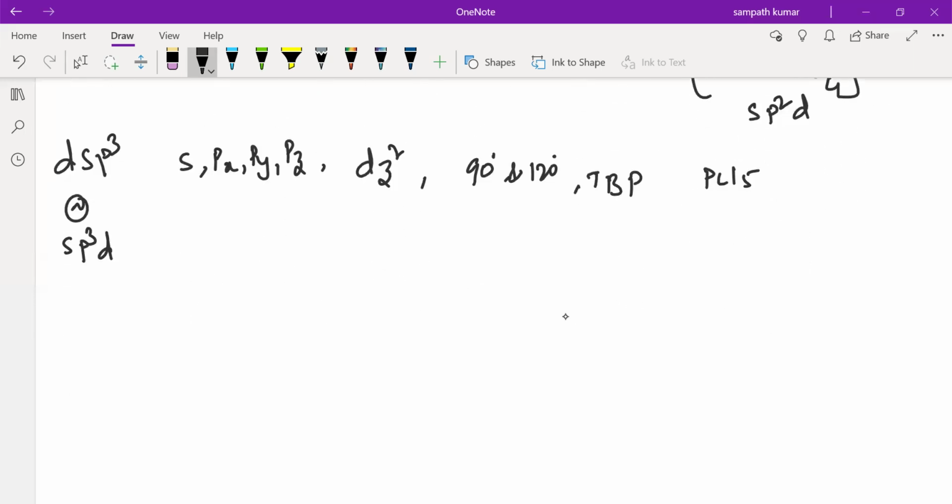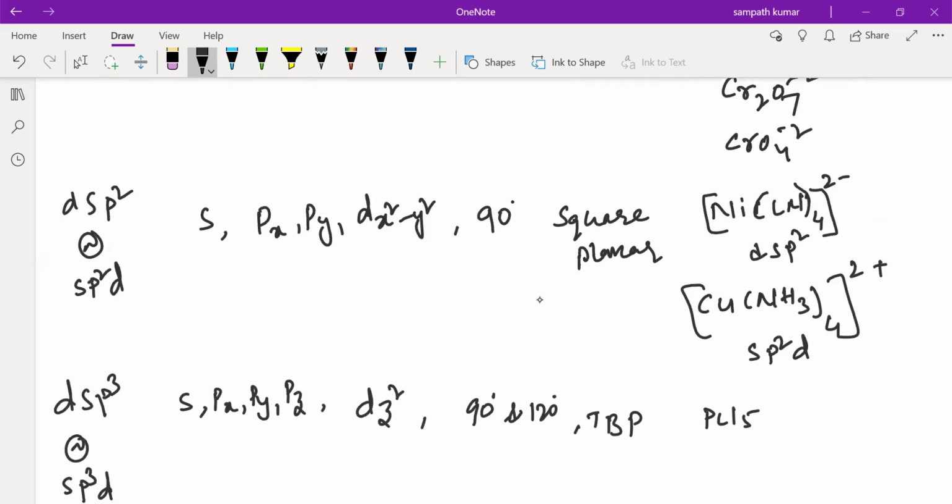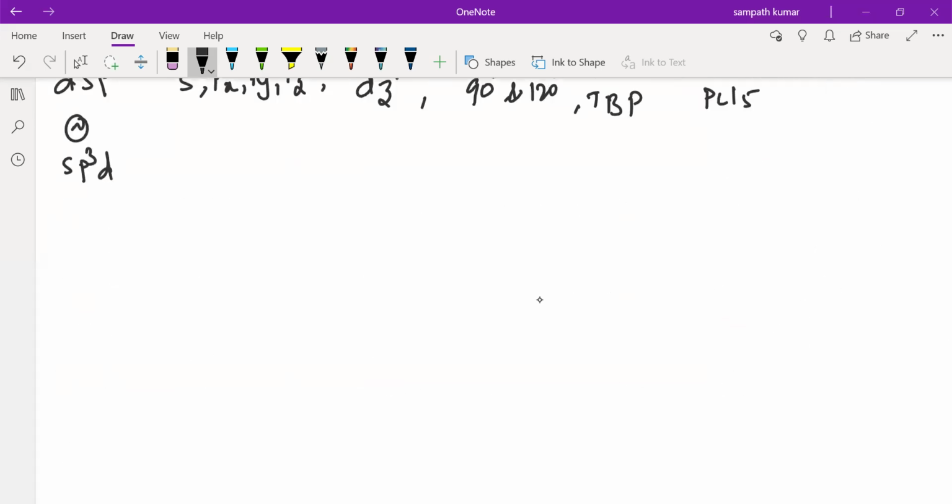We always must remember these orbitals. Why? Because in sp3d or dsp3 hybridization, the dz square orbital participates in bond formation. And in dsp2 hybridization, the dx square minus y square axial orbital participates in bond formation in square planar complexes.